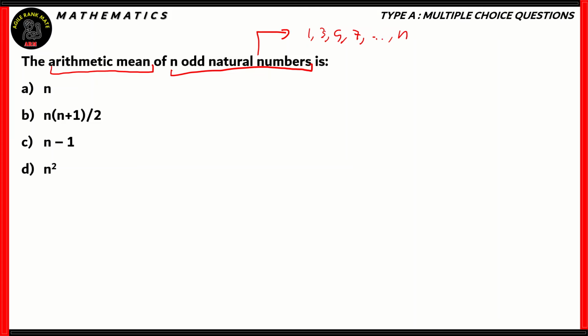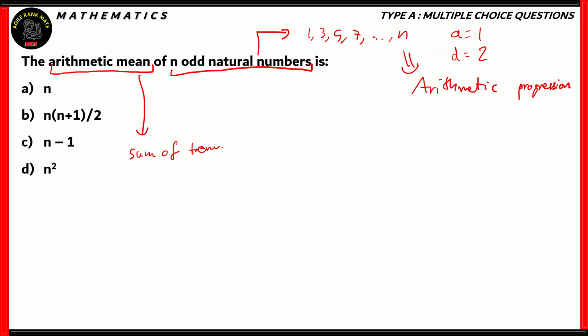So this series is basically what we call an arithmetic progression. And identifying it as an arithmetic progression is important because then we'll be able to find out the first element to be 1, the distance between the elements to be 2, etc. And why do we need that? Because we need to find its arithmetic mean. And the arithmetic mean is sum of the terms over number of terms. Now, we don't know the sum of the terms of n odd natural numbers because we don't know the value of n.